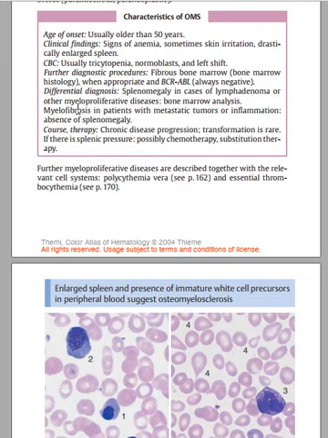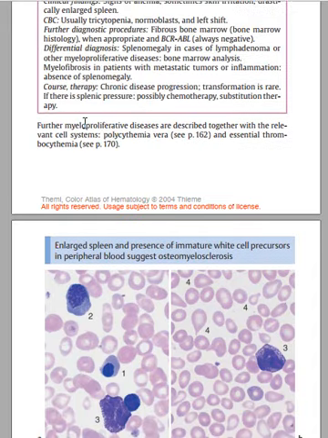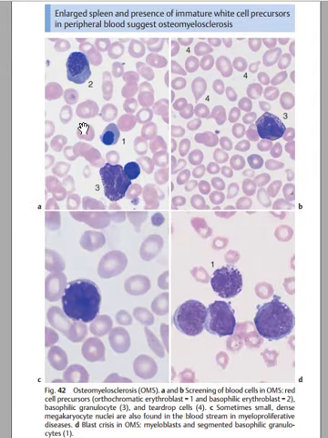When appropriate, differential diagnosis: splenomegaly in cases of lymphoadenoma or other myeloproliferative disease, myelofibrosis in patients with metastatic tumors or inflammation, absence of splenomegaly. So those are the different cases. So what are osteomyelosclerosis findings?